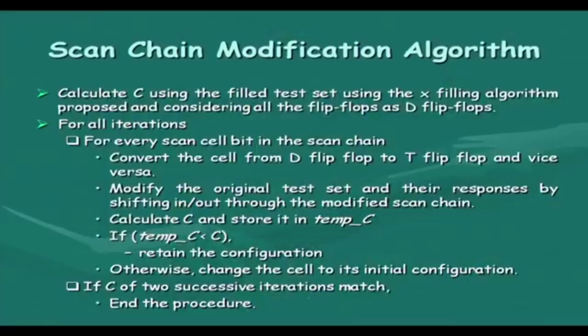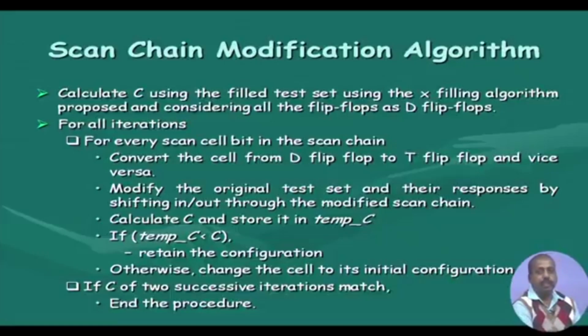This can have an improvement because some other flip flops have also changed. With respect to them, it may be better that this flip flop was retained as D, and if so, we get back that configuration. That is the idea. So we convert it back from T to D, and this way another iteration is done. If in two successive iterations you find no improvement, then possibly we cannot do any more hill climbing to get a better result, so we stop at this point.